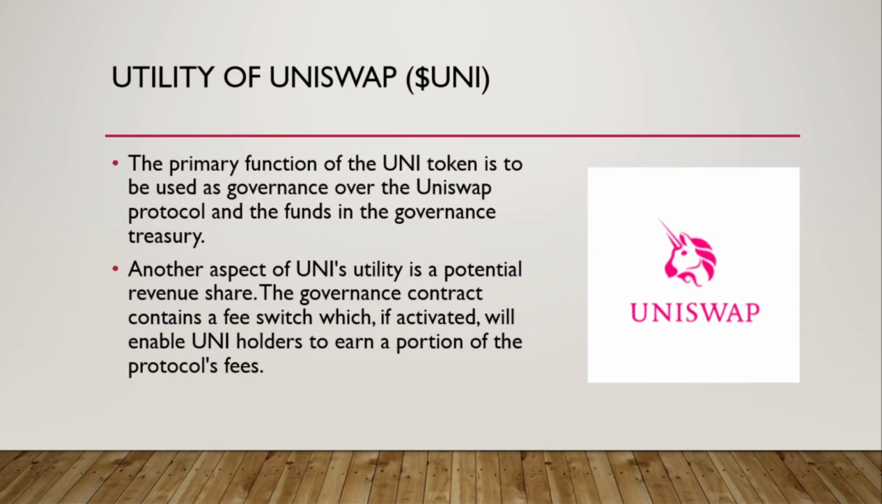The primary function of the UNI token is to be used as governance over the Uniswap protocol and the funds in the governance treasury. To summarize this mumbo jumbo, you can use the UNI tokens to vote on how it's run. This occurs when the network offers a petition in which you can vote, like an election, on what changes you want to see made to the network. That's the big difference between the centralized and decentralized world. Centralized, they make the rules. Decentralized, the community makes the rules.